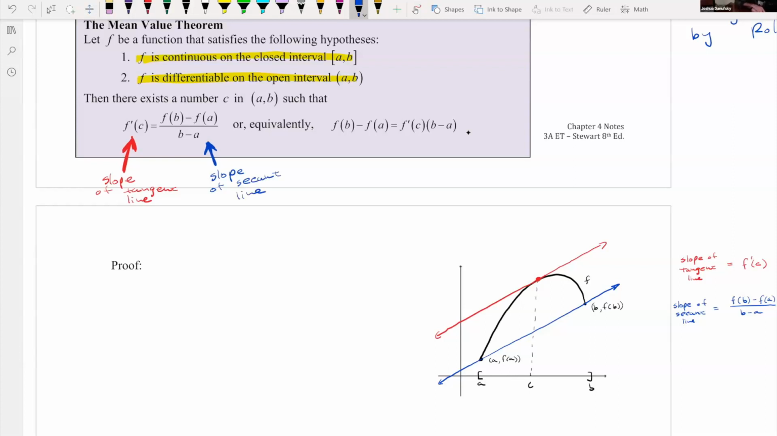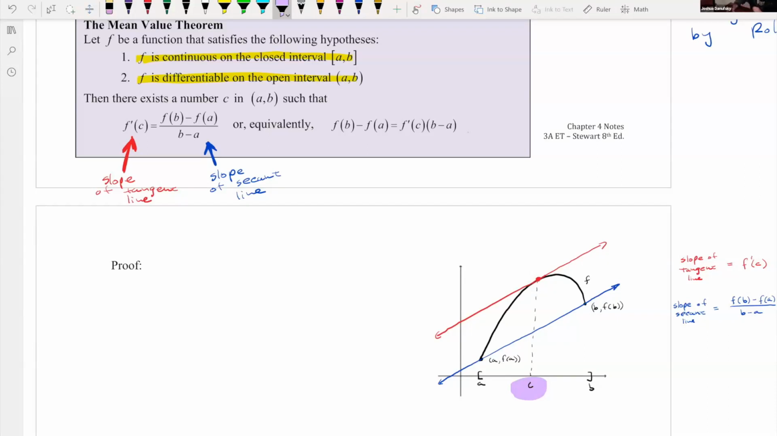In other words, backing up, assuming that the two criteria in yellow are met, then the mean value theorem guarantees the existence of this c here in purple such that the slope of the tangent line will equal the slope of the secant line. It guarantees it'll be there. This is what you call an existence theorem. They're saying that a c exists where the slope of the tangent line is equal to the slope of the secant line. That's what it's saying. All right, cool.